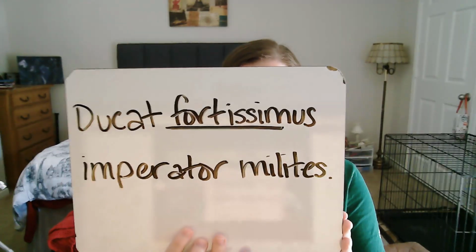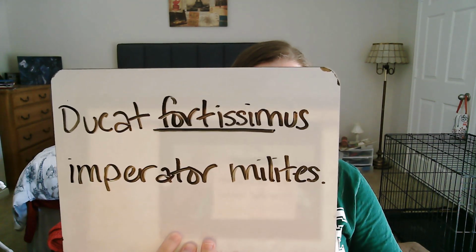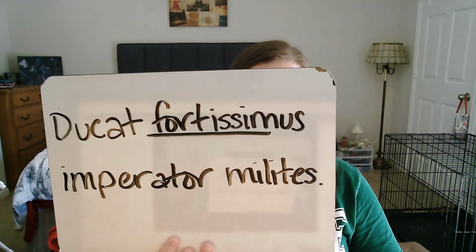Now we're going to finish it out with the soldiers in the accusative plural. That gives us milites. So our full sentence should be: ducat fortissimus imperator milites.